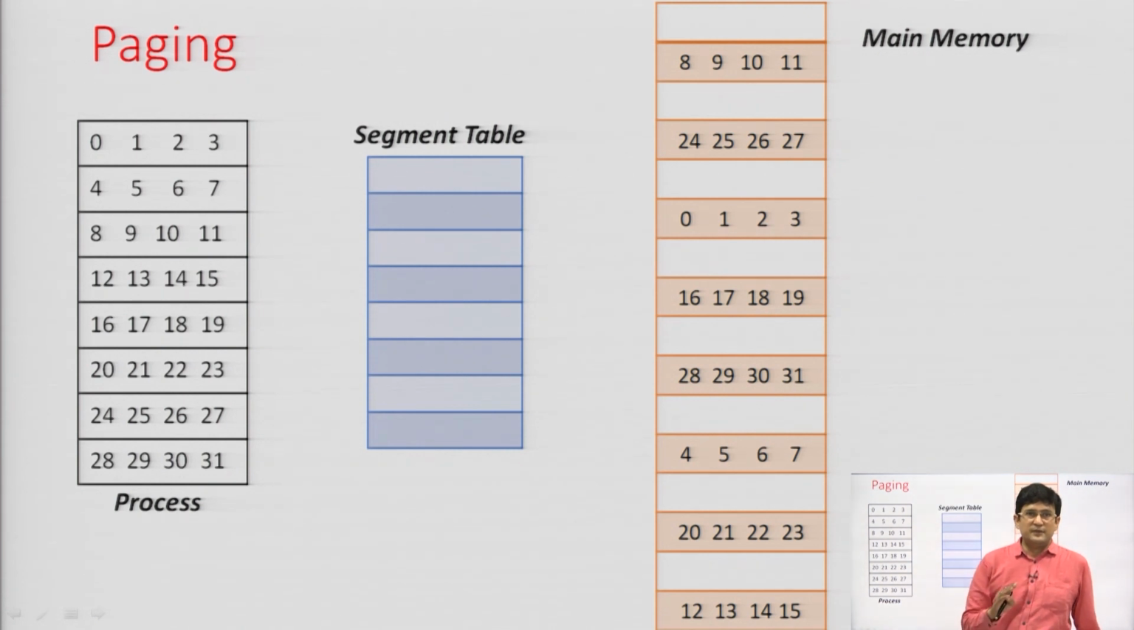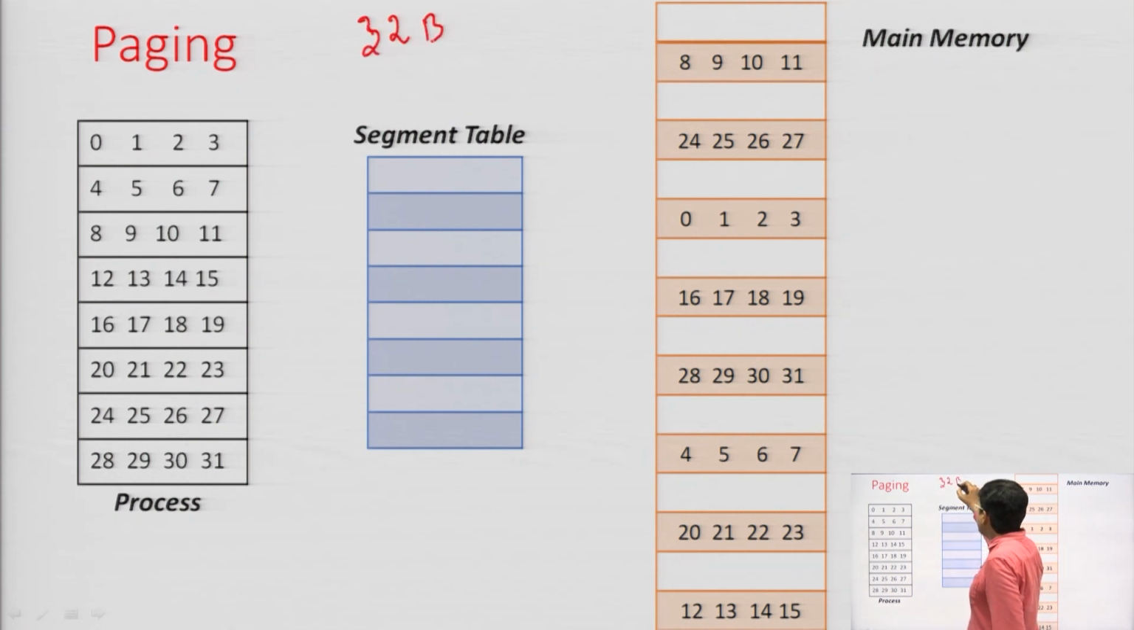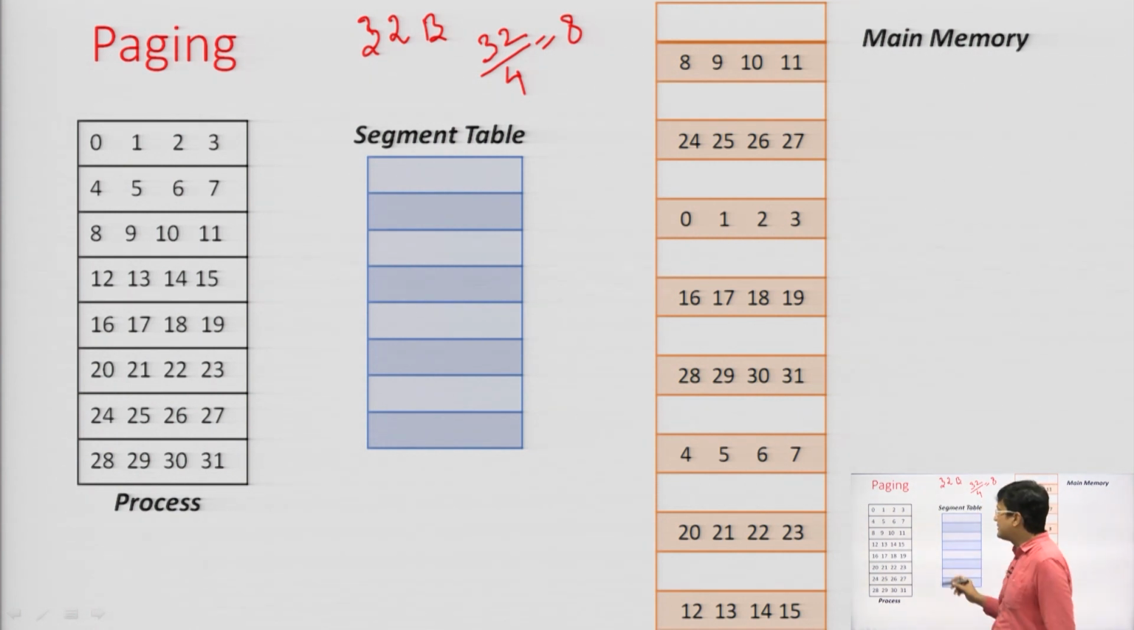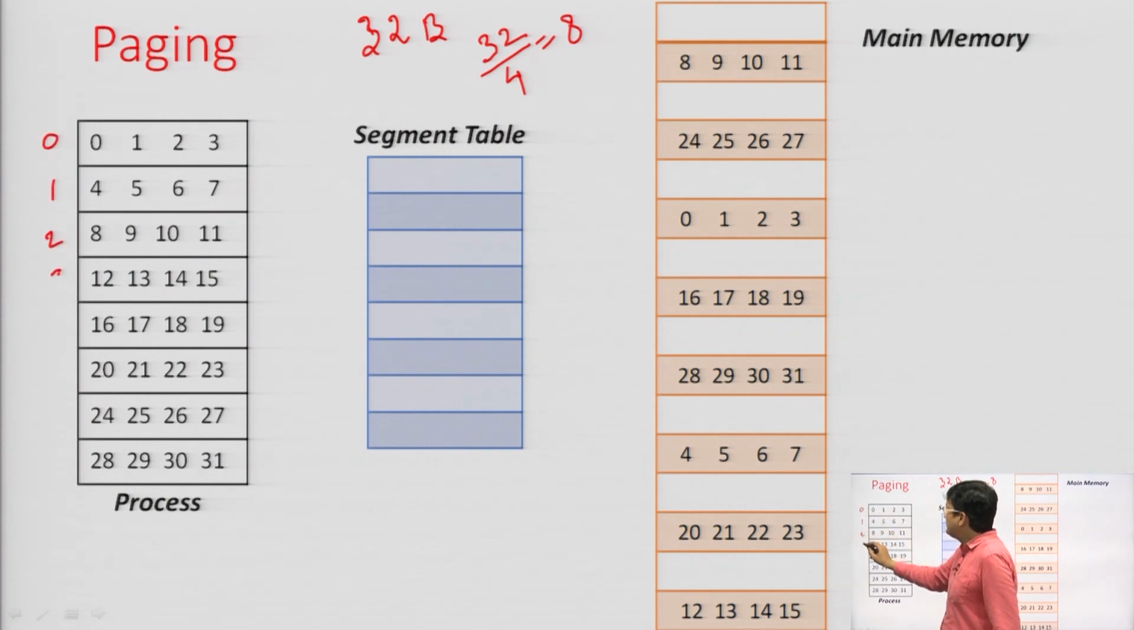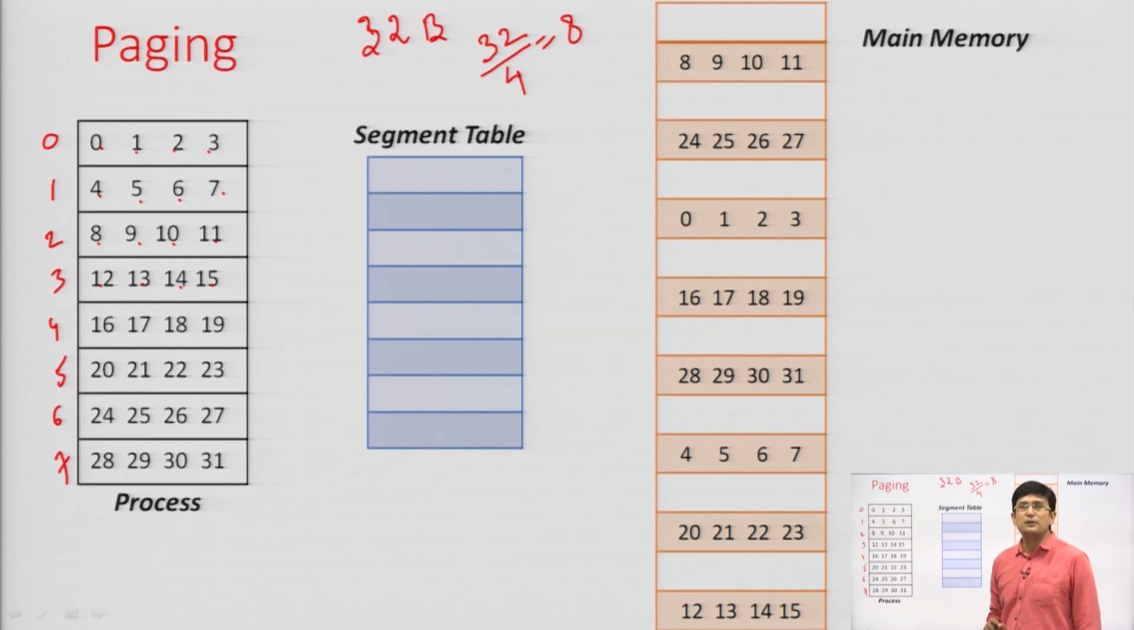We have represented the same thing in a different way. Let us say the process is of size 32 bytes. We are saying that a page is of size 4 bytes. So, when the page is 4 bytes, we divide by 4 and we will have 8 different pages: page number 0, 1, 2, 3, 4, 5, 6 and 7. This first page contains bytes 0, 1, 2, 3. The second page contains bytes 4, 5, 6 and 7, page number 2 contains 8, 9, 10, 11, and page number 3 contains 12, 13, 14 and 15, and so on. There will be 8 different pages, numbered from 0 to 7.